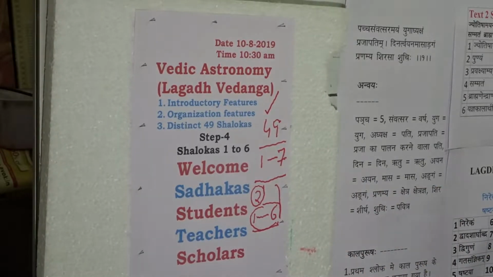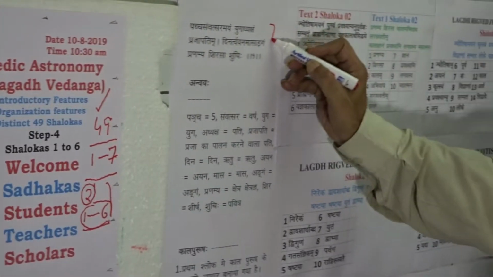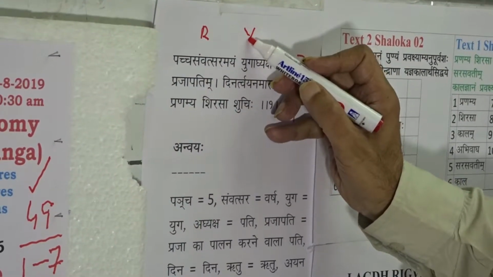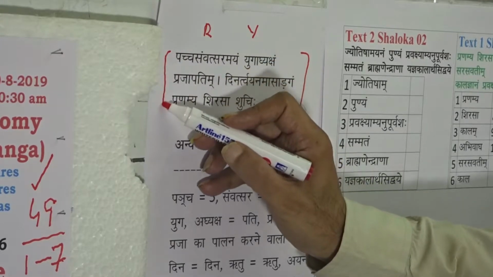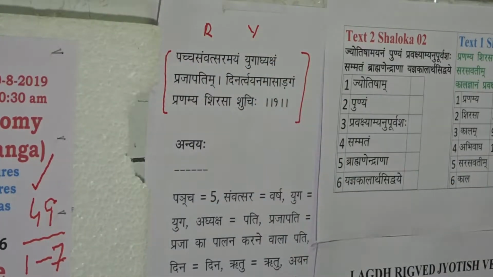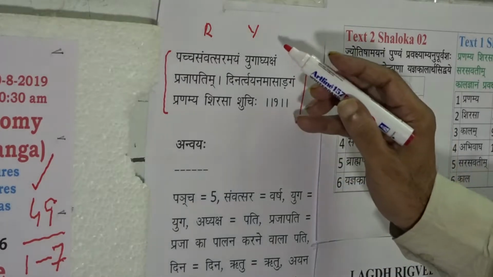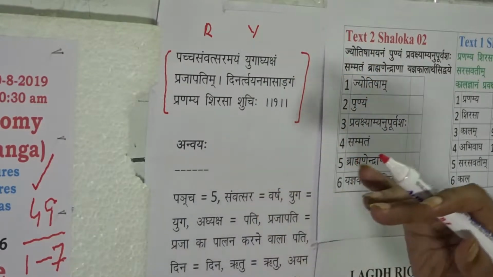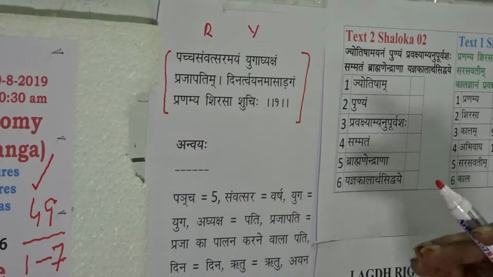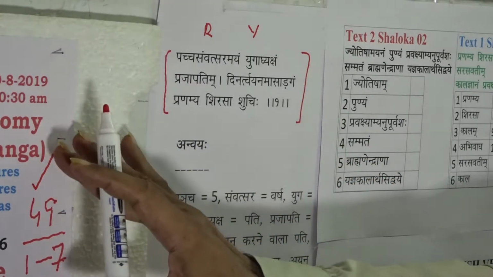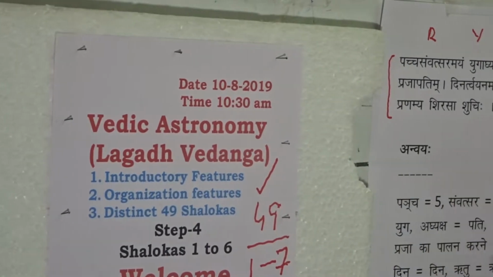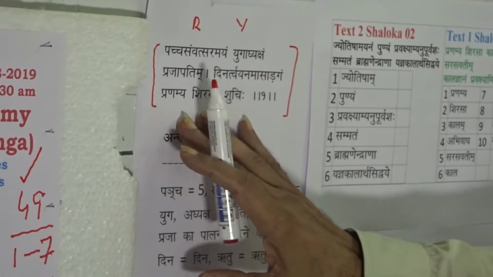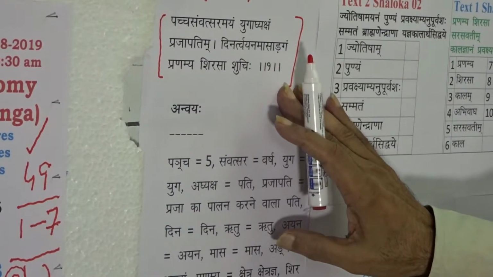We know that Shloka 1 of both the Vedangas, Rigved and Yajurved Vedanga, is the same text. Shloka 1 of Rigved and Yajurved Vedanga is common. It is a common text. As such, the initiation exposure of the Vedic astronomy as preserved as Lagad Vedanga is to be initiated in terms of the values, features and formats of Shloka 1.